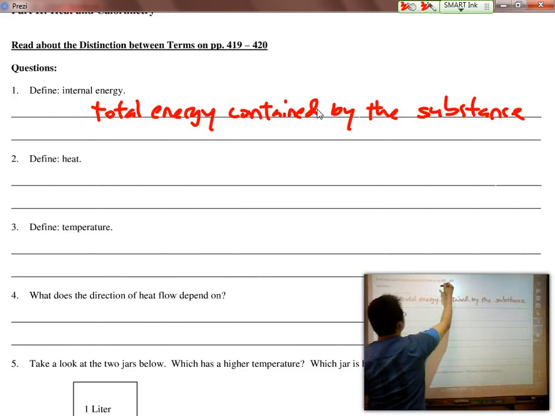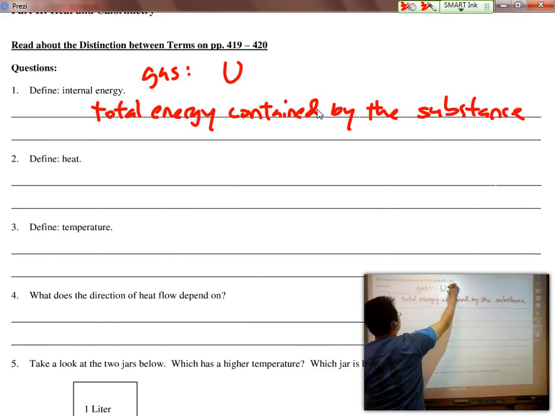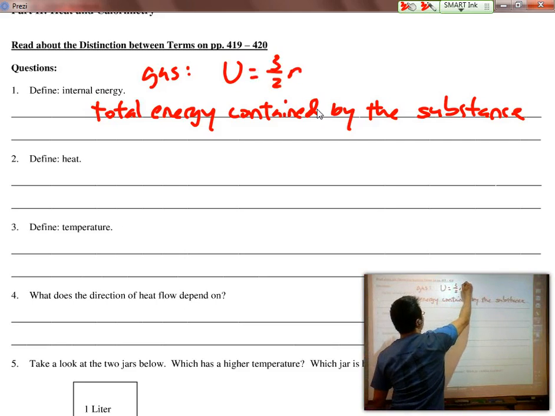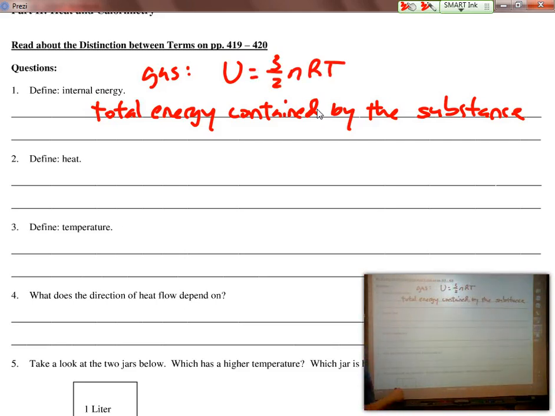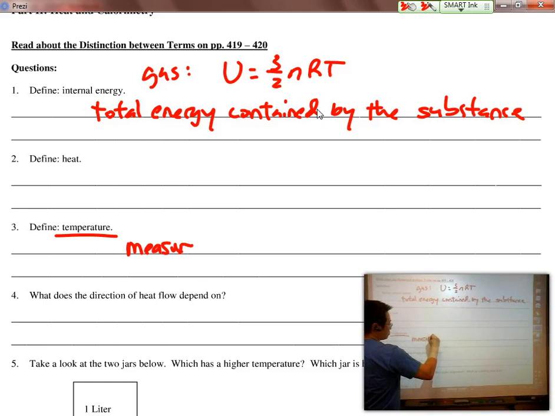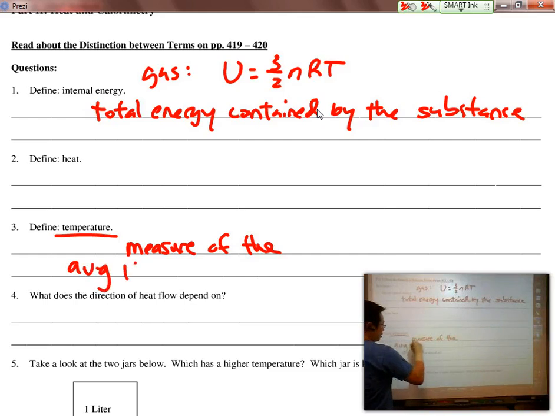If it was a gas, it would be U equals 3/2 nRT. Temperature we had already defined before. Temperature is a measure of the average kinetic energy of the substance.